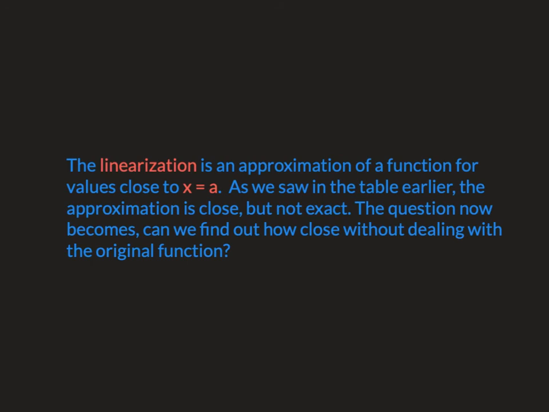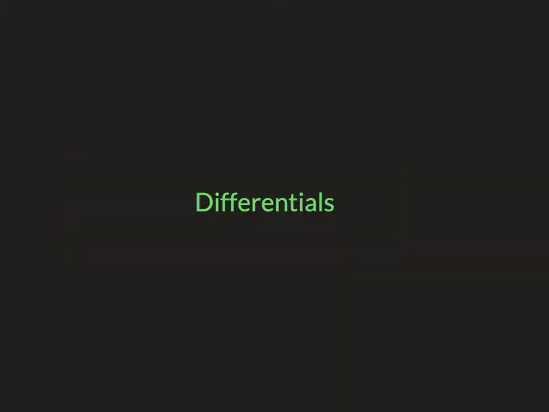Let's go ahead and summarize what we've talked about so far. The linearization is an approximation of a function for values close to x equals a. As we saw in the table earlier, the approximation is close but not exact. The question now becomes, can we find out how close without dealing with the original function? And for that, I need to introduce you to a new concept. Differentials. Let me explain what I mean.